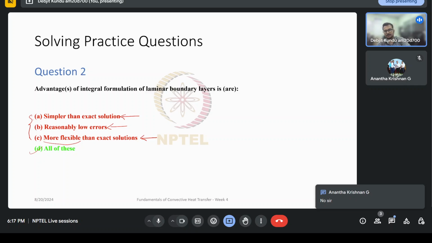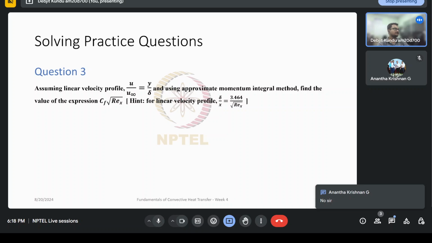Okay. So moving on, we have to solve some things numerically now. It's telling us to assume a linear velocity profile. So here our flexibility comes into the picture. I assume that my velocity profile is linear, a first order polynomial. And then we're using the approximate momentum integral method, which we learned in the lectures of week 4. And it's an integral approach, as we have been discussing.